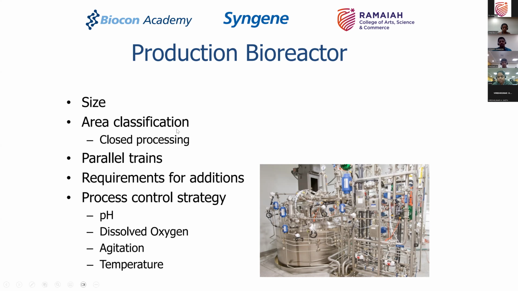This is a picture of a bioreactor. It's a large one. I think this is about 10,000 liters. You can see the amount of piping which is going in and out of this. Some of it will be used for sending air, some of it will be used for getting air out of the system. There are pipes which are bringing the additions or the nutrients into the system.